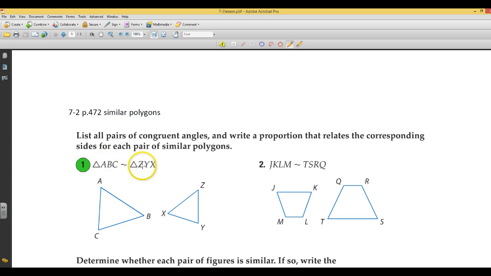So angle A will be congruent to Z, angle B will be congruent to Y, and angle C will be congruent to angle X.